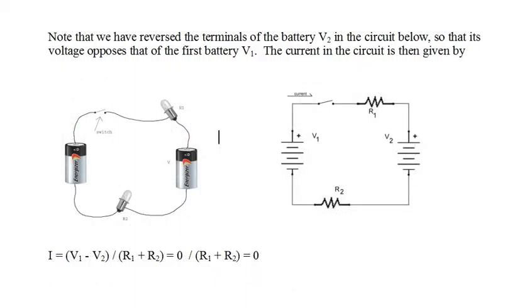If we reverse the direction of one battery so that it is pushing current in the negative direction, Ohm's law becomes I equals V1 minus V2 divided by R1 plus R2, and V1 and V2 cancel out, so the current is 0.